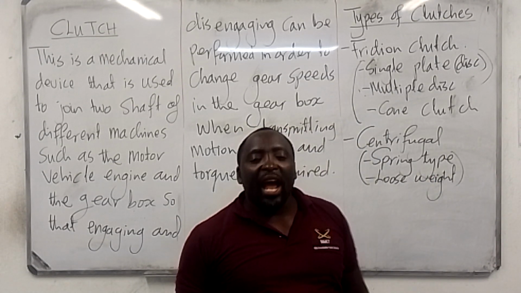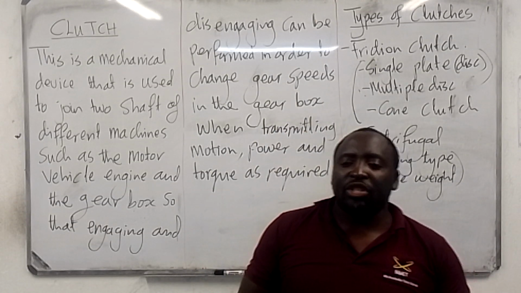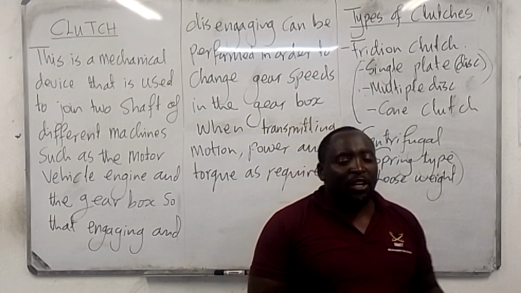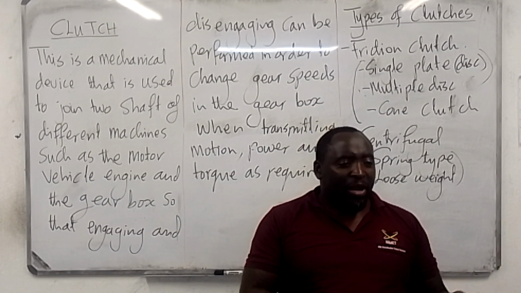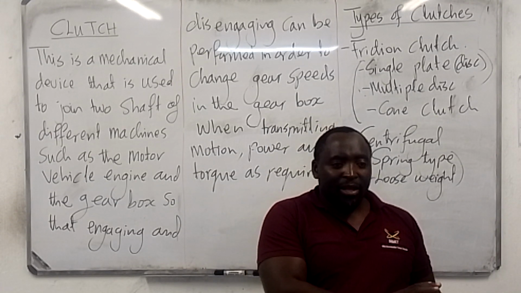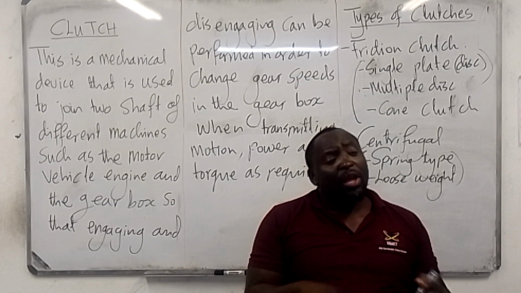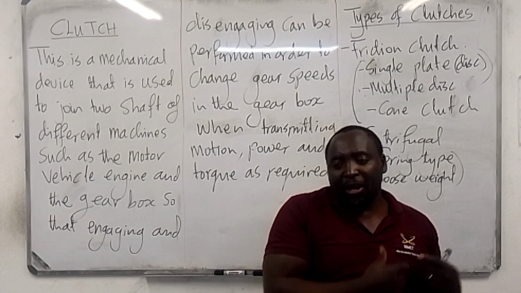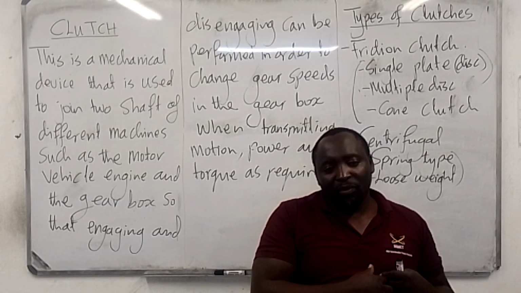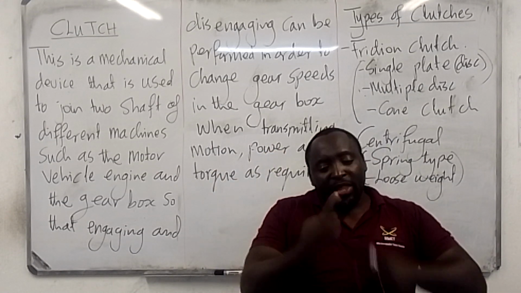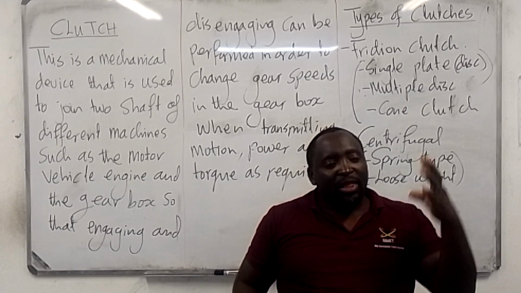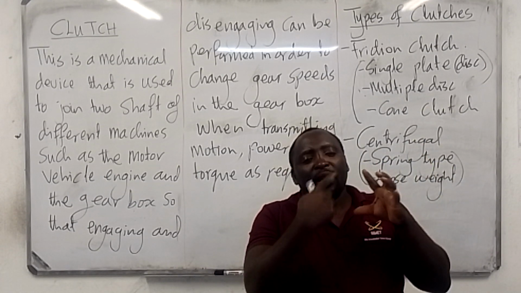So we have got the spring type clutch and the loose weight clutch. So what happens in a centrifugal clutch? This is what happens when the engine is running, just in general to get the idea. When the engine is spinning, we start with the friction clutch. When the engine is running, the clutch is coupled to the flywheel.